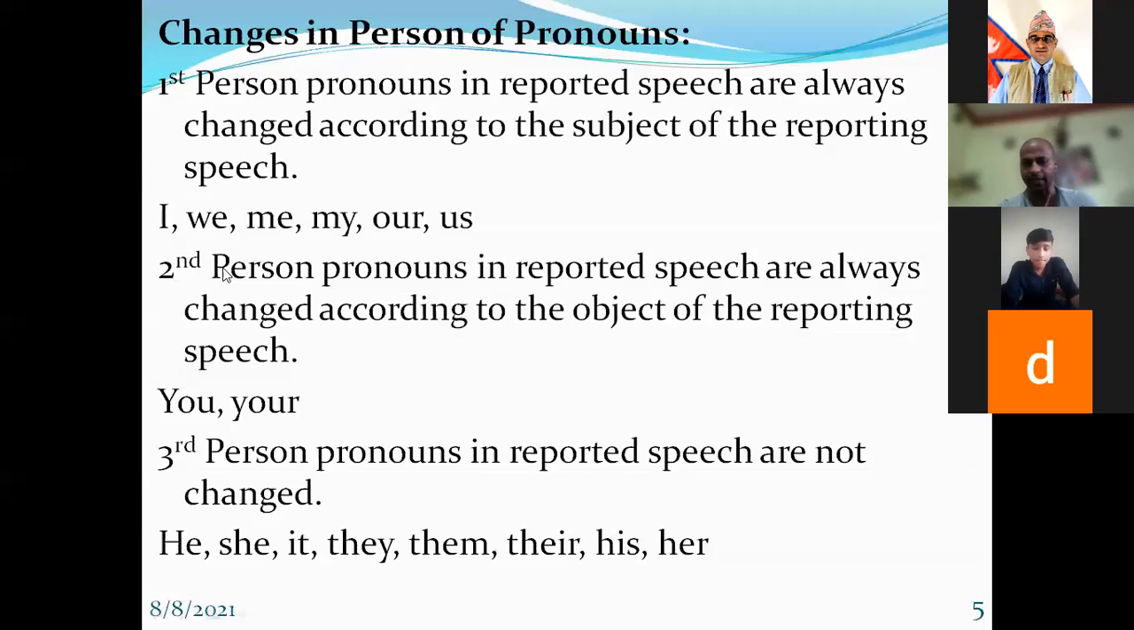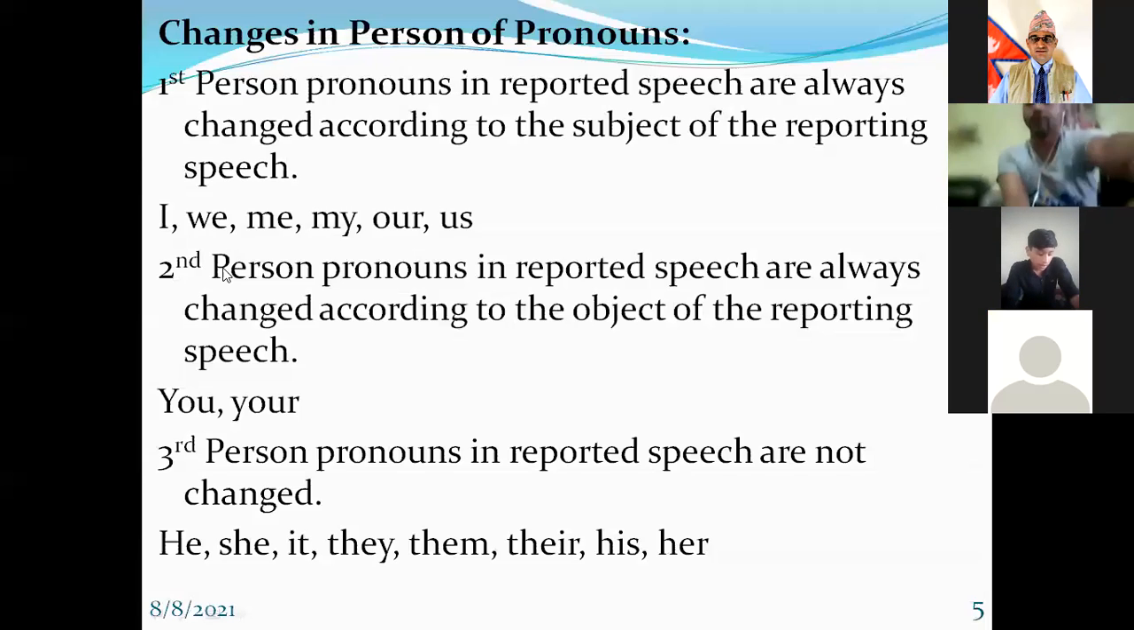The second person pronouns, they are you and yourselves. Yourself and yourselves also are second person pronouns. Third person pronouns, what are they? He, she, it, they, them. Most of the times we use he, she, it, they, them, their, his, her. There are others also, himself, itself, themselves. But what you should understand here is, first of all, find out the reporting verb, and then look at the pronouns.